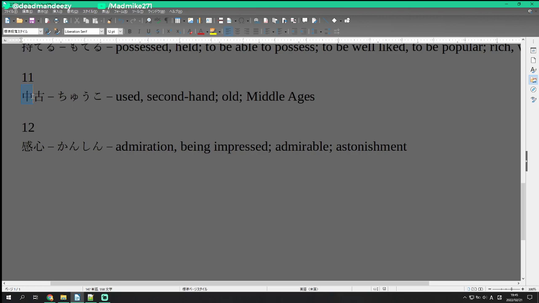Chu is the middle or center, and ko on the right side of old. So the Middle Ages were literally the chuko, the old middle time. Could also mean used secondhand or just old. Chuko is a secondhand thing or an old thing. The middle of being old. Chuko is old or secondhand. Also refer to the Middle Ages. Chuko is Middle Ages or a secondhand item.